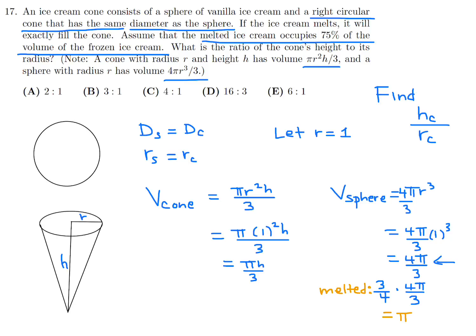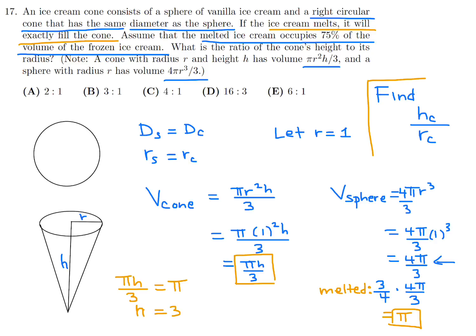Now the last thing is, when the ice cream melts, they tell you that it will exactly fill the cone. So that means this melted ice cream has the same volume as the volume of the cone. So that means that pi h over 3 is equal to pi. Okay, exactly from the question stem. And then the pi's cancel, so I just get h is equal to 3. Yeah, that's it. And now I think we're set.